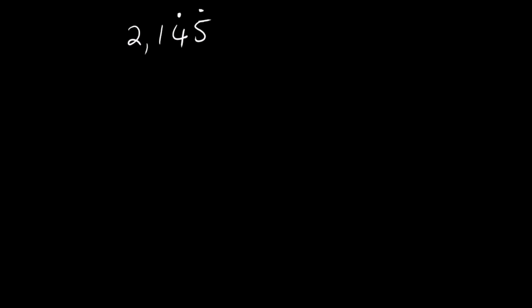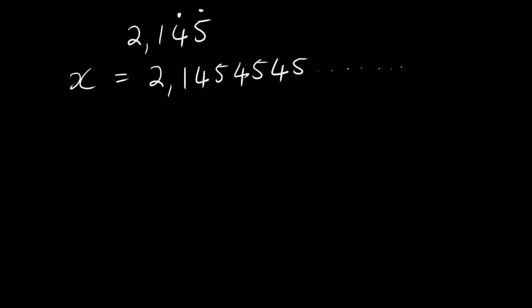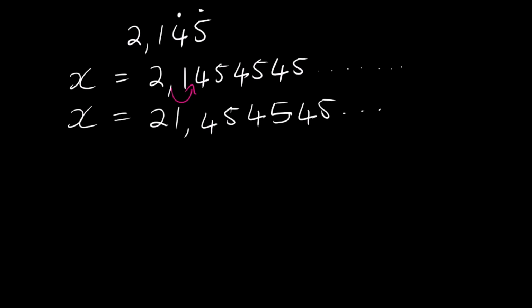So our next question is a bit different from the previous ones, but then we know the procedure. Now we let x to be 2,1454545. So we can see that the number which is recurring is 45. Okay, so as usual we are going to take it step by step. So we are going to shift this comma to the first number which is not recurring but after the comma. So we have 21,454545. Now don't forget that we multiply by 10, so we have 10x.